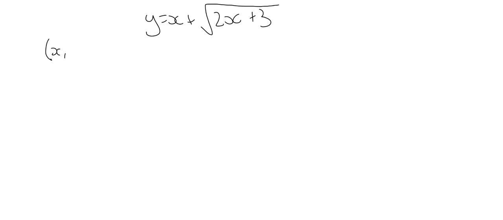All right, so I'm going to say that y equals x plus the square root of 2x plus 3. So there is a point with coordinates x, y that is going to move along this curve. And I want to know what the rate is. Oh, sorry. The rate of increase.